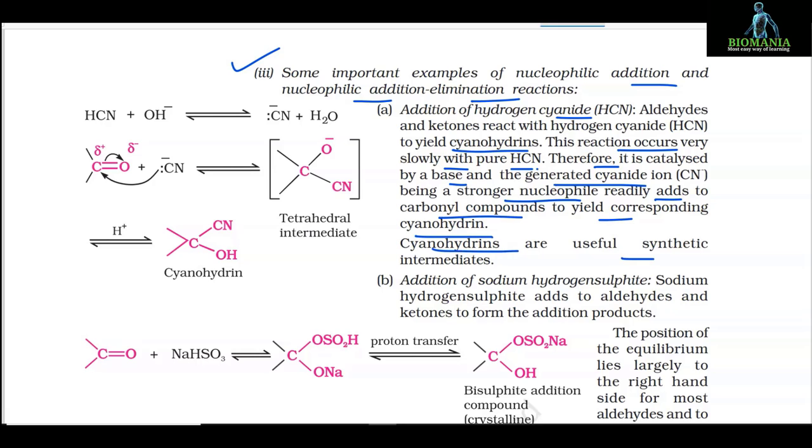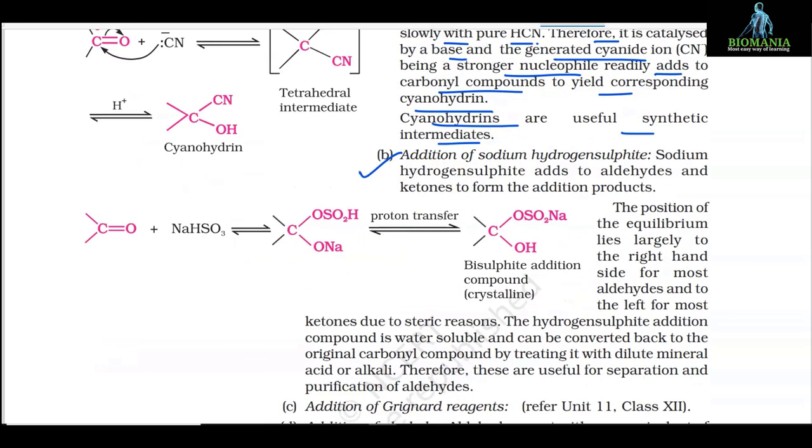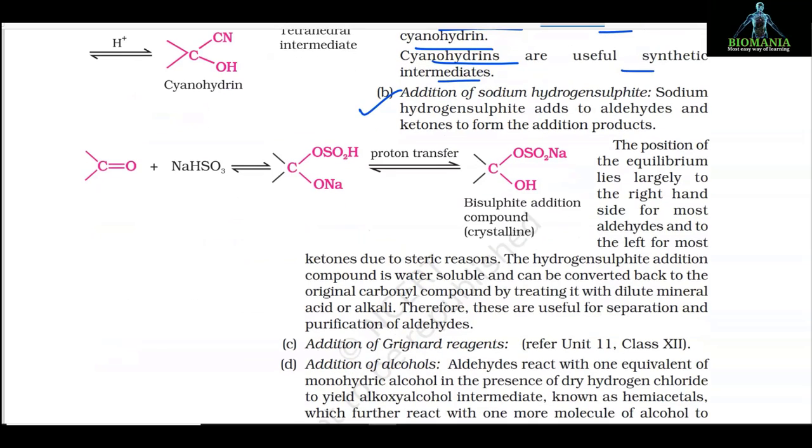Cyanohydrins are useful synthetic intermediates. B. Addition of sodium hydrogen sulfide. Sodium hydrogen sulfide adds to aldehydes and ketones to form an addition product. The position of the equilibrium lies largely to the right-hand side for most aldehydes and to the left for most ketones due to steric reasons.